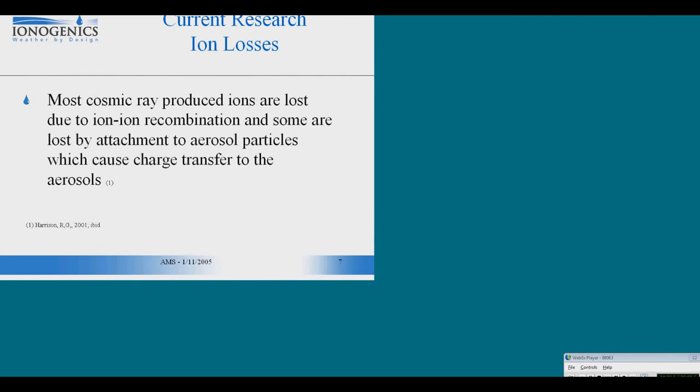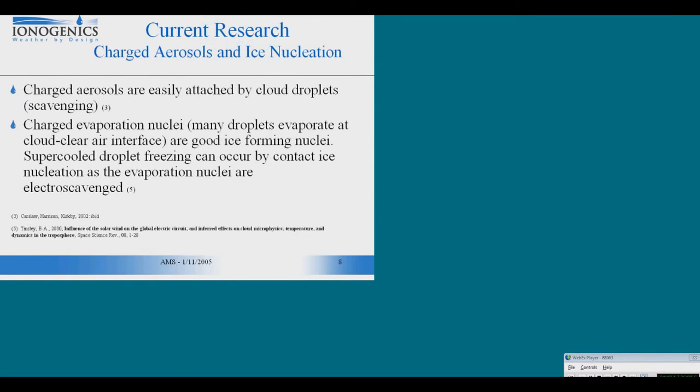Now, most cosmic ray ions that are produced are lost due to ion-ion recombination. About an equal amount of ions are positive and negative, and so they recombine. And only a small portion of those ions are available to charge aerosol. But when those do charge aerosol, then those charged aerosols are very active in several ways. One of them is that they are very actively scavenged at the cloud clear air border by water droplets in clouds.